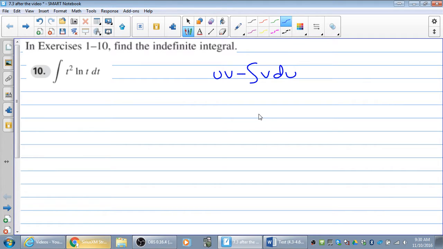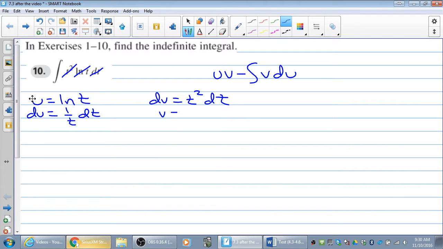So we got to let u equal natural log of t, and we got to let dv equal t squared dt. Now we've accounted for everything. We've accounted for the natural log, and we've accounted for the t squared dt. Well, now we need du. du equals 1 over t dt. And v is now the integral, so we integrate both sides: 1/3 t to the third.